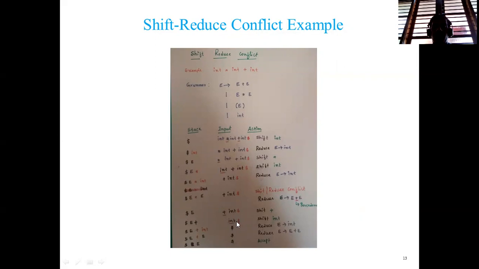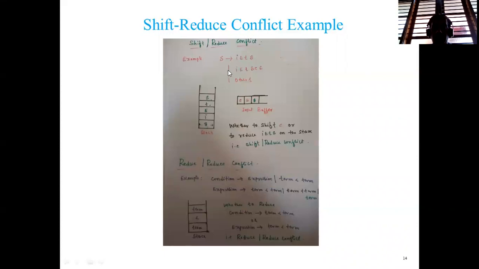Then we have int. Int will be shifted onto the stack. Once again, we reduce this int to E. It becomes E plus E. Once again, it will be reduced, so it becomes E. The string has been accepted. So here the confusion is whether to shift plus onto the stack or to reduce this E star E into E. Since star has got the highest precedence, E star E will be reduced to E. That's why it is called a shift-reduce conflict.